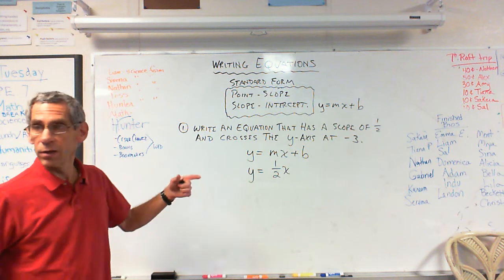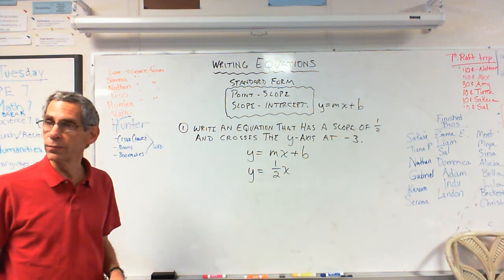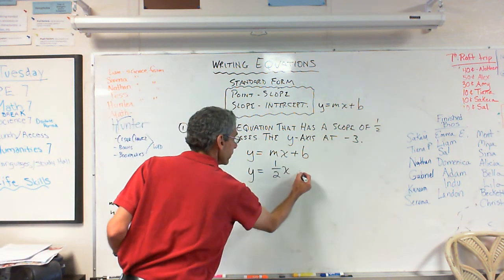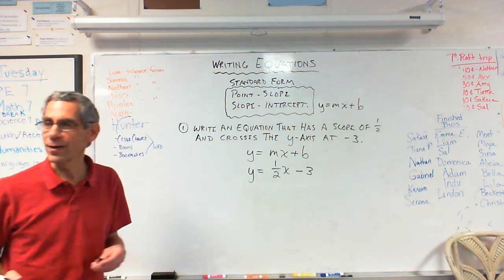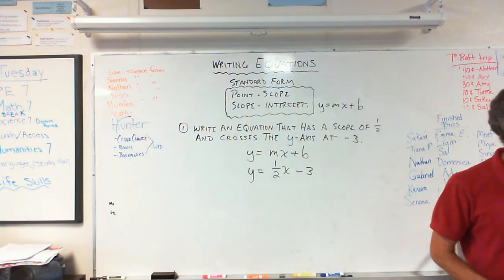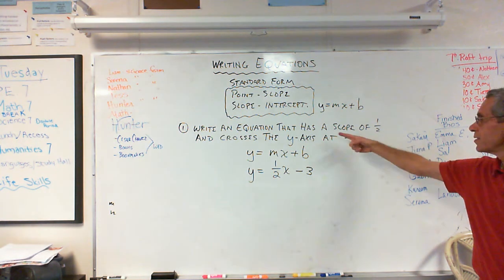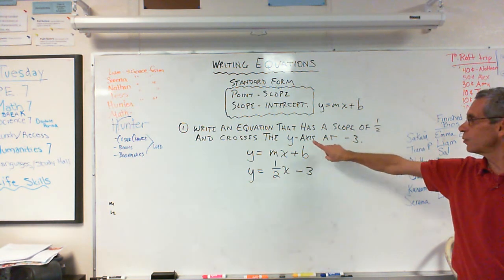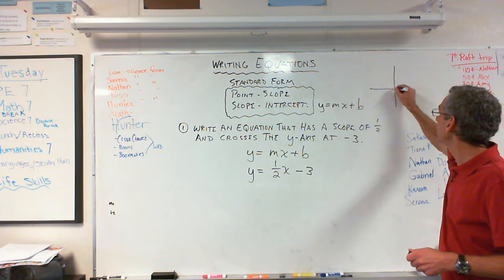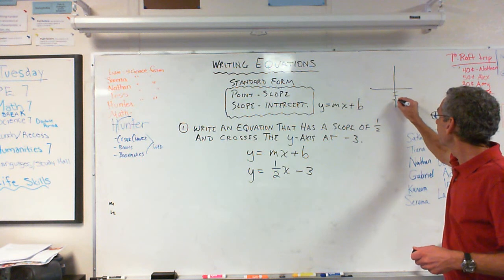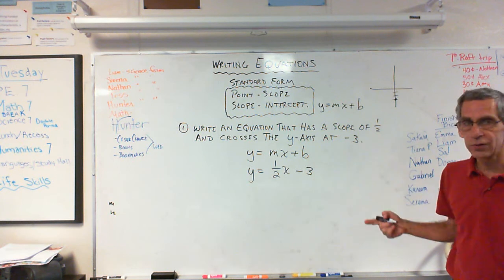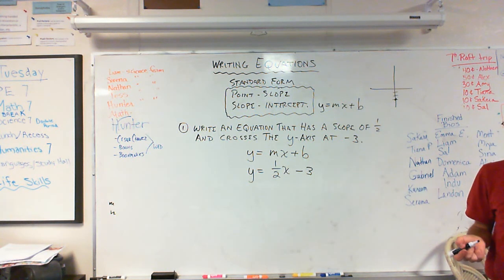And then your y-intercept is what? -3. So y equals 1/2 x minus 3. That's pretty straightforward. Write an equation that has a slope of 1/2 and crosses the y-axis at -3. Where it's crossing the y-axis is the y-intercept, so it would be slope-intercept form. Pretty straightforward. You guys get this?